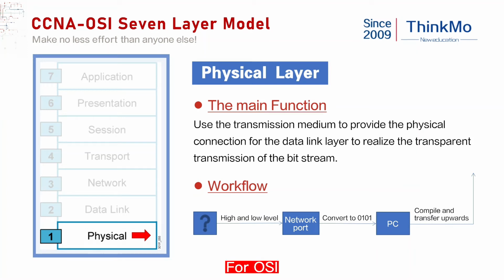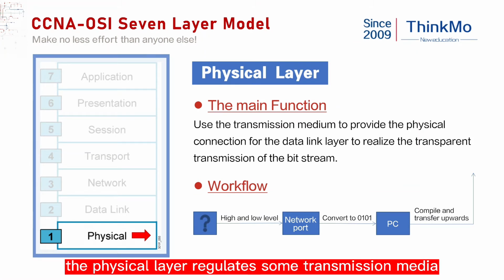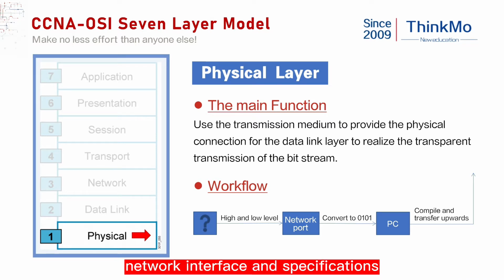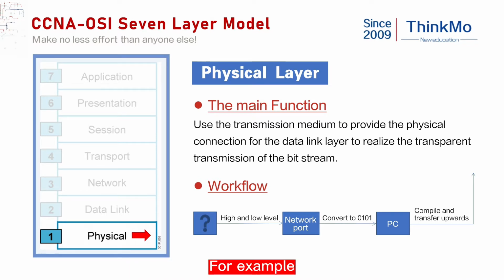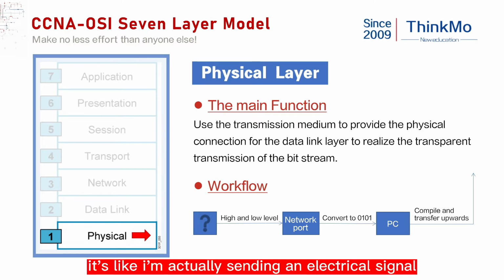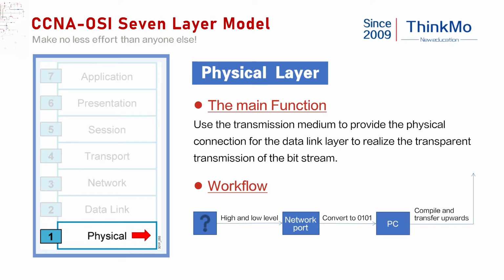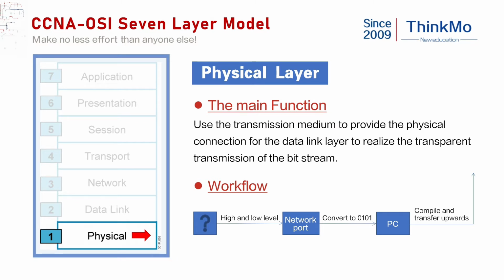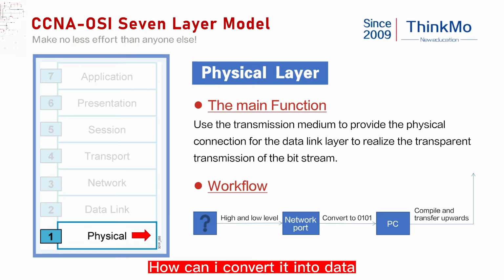For OSI, the physical layer regulates transmission media, network interfaces and specifications. For example, on the internet, I pass 010101. It's like I'm actually sending an electrical signal. What your device receives is obviously an electrical signal. How can I convert it into data?